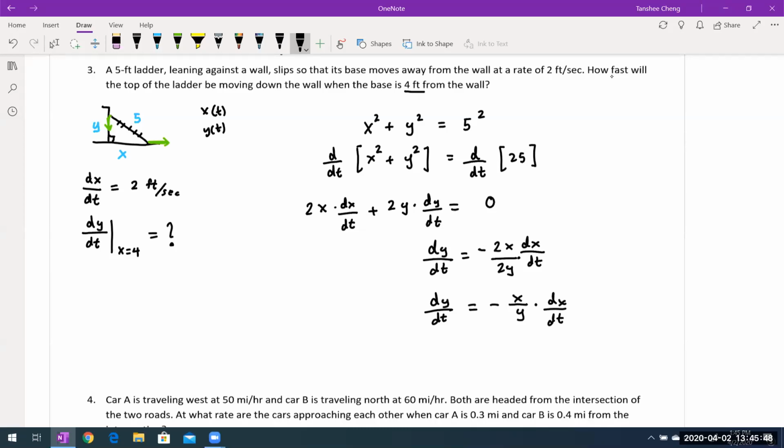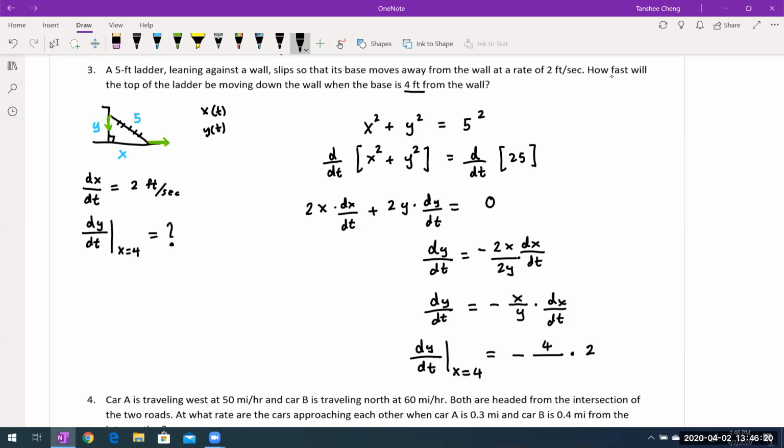And what we want to find out is the rate of change of y with respect to time when the base is 4 feet away from the wall. So that tells me I have 4 on the top times the rate of change of the base moving away from the wall, which is 2 feet per second. Now what I don't know is my y.